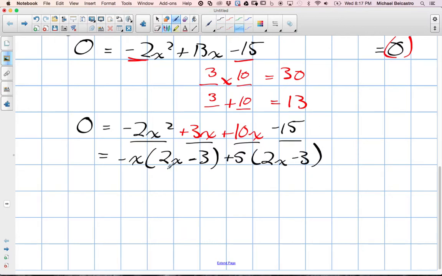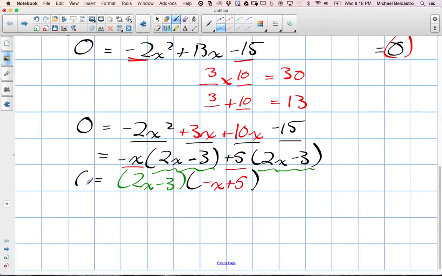And aha, lo and behold, our two brackets are the same, so when we factor, we know we're now going to get 2x minus 3. We've common factored that out, and we're left with the other two values, which are negative x and positive 5. So we get minus x plus 5 in our other bracket. Great.